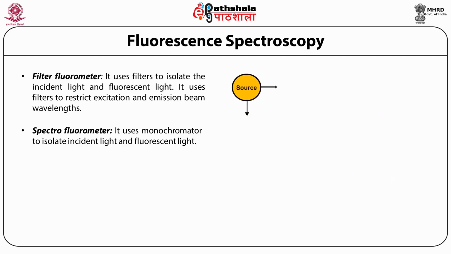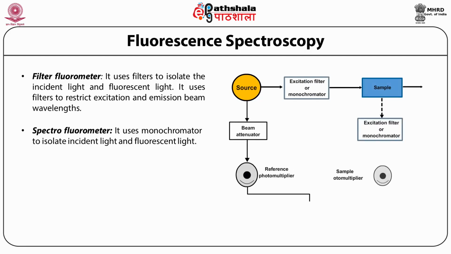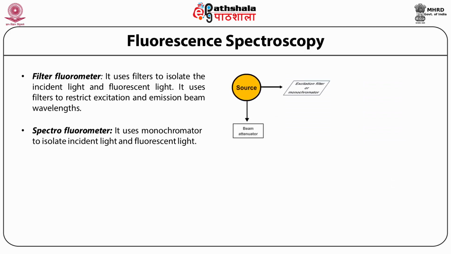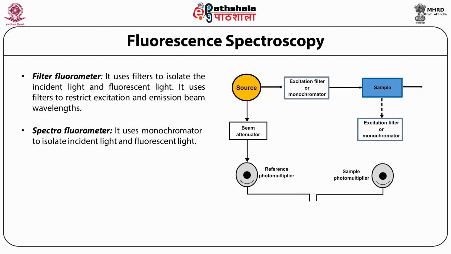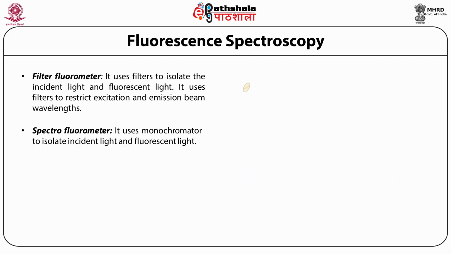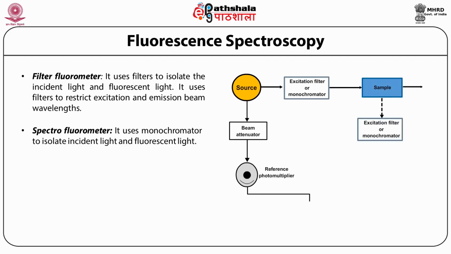The technique includes the measurement of the fluorescent emission at a right angle to the incident beam. The emitted radiation passes through a second filter or monochromator to isolate the fluorescent peak for measurement. The reference beam passes through an attenuator to reduce its power to that of the fluorescent radiation.